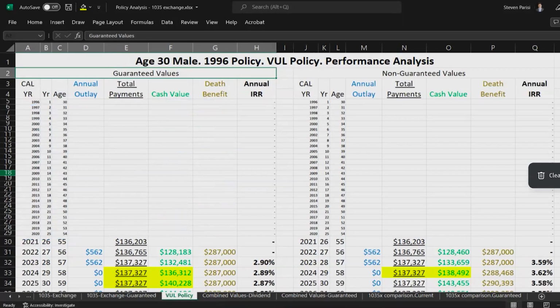So as we take a look at this guy, we've got two examples here. The one on the left represents the worst case scenario, the guaranteed values. And this is based on the guaranteed maximum expenses that the insurance company can charge. In addition to that, it provides just the fixed account of 4%, which is offered to him.